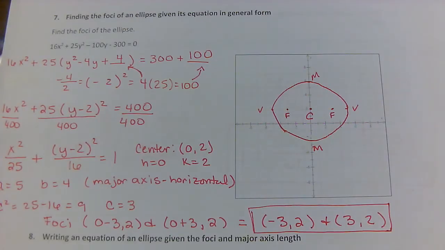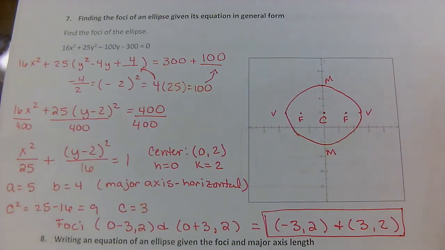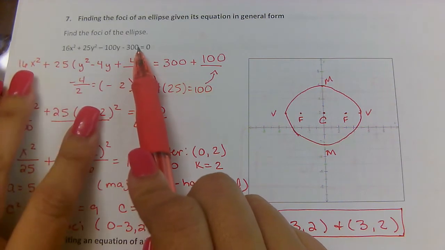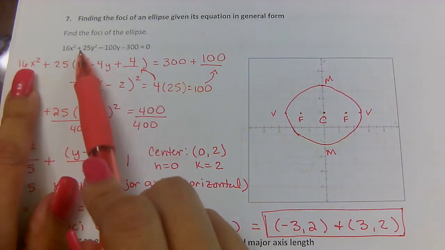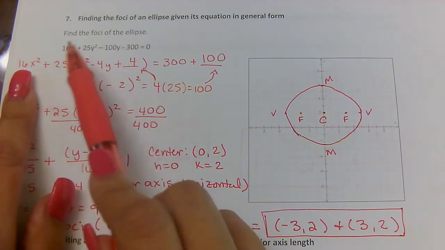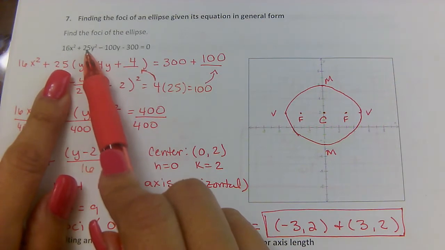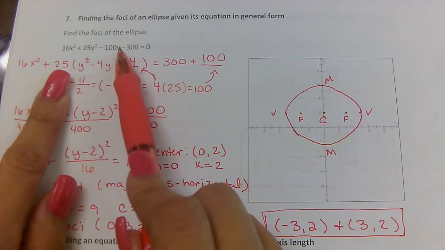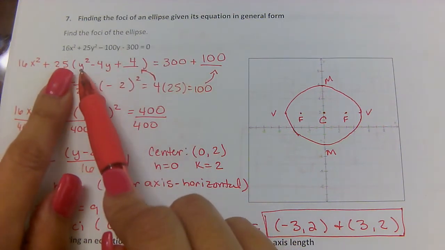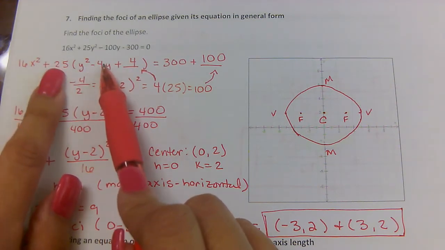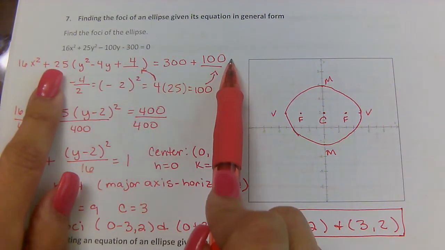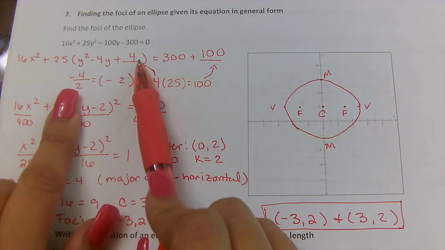Number 7 says to find the focus of the ellipse given the equation in general form. So here again we have general form. We need to go ahead and complete the square. The 16x squared is out in the front since it's the only one of its kind. I went ahead and factored out a 25 from the two y terms, and then I took the 300 over to the other side. So 25 goes in the front, y squared minus 4y, because 25 times 4 is 100. I added my blanks on both sides here, and then I completed the square for the y.